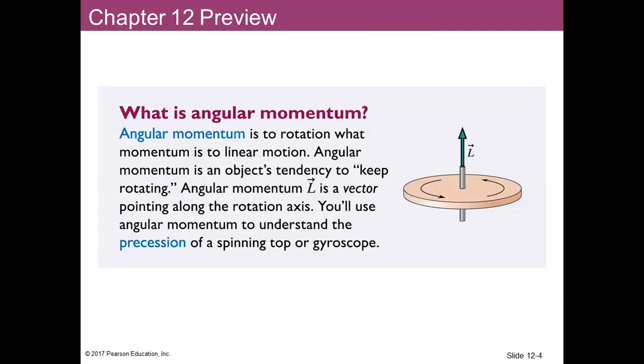So if the object is rotating about the x-axis, then the angular momentum is pointing in the direction of the x-axis. If it is rotating about the z-axis, then the angular momentum is in the direction of the z-axis.